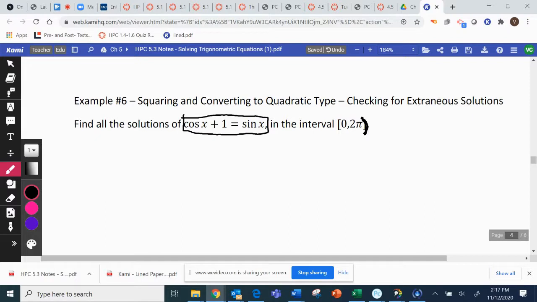So I'm going to do something dangerous here. I'm allowed to do it. Did you know what I was going to do? I'm going to square both sides.